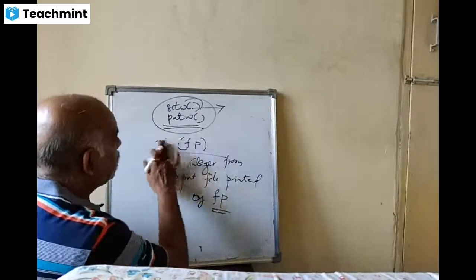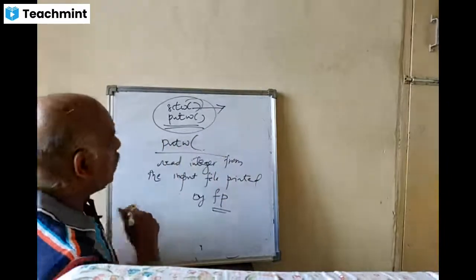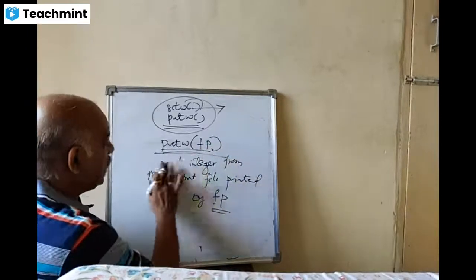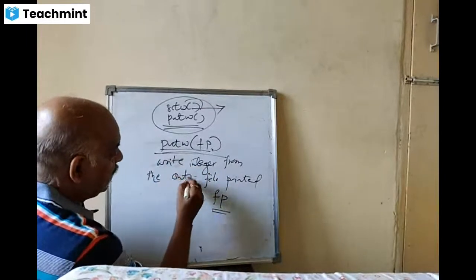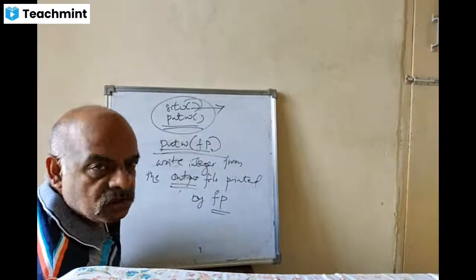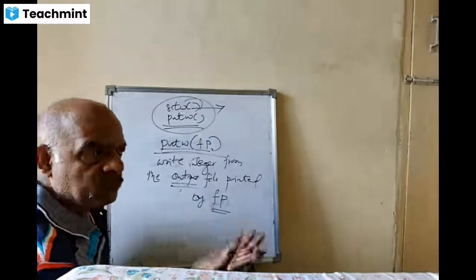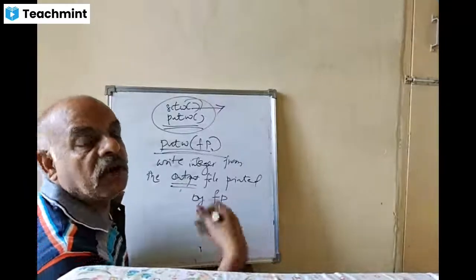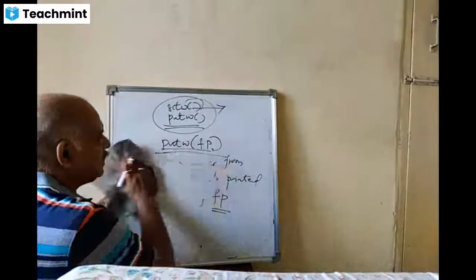Suppose putw is just the opposite of getw. putw is what? You have FP and you write an integer onto the output file. So getw and putw are to read and write integers. getw is to read an integer from the input file through FP. putw is to write an integer onto the output file through FP. So this is your plan. These are the things you should understand.